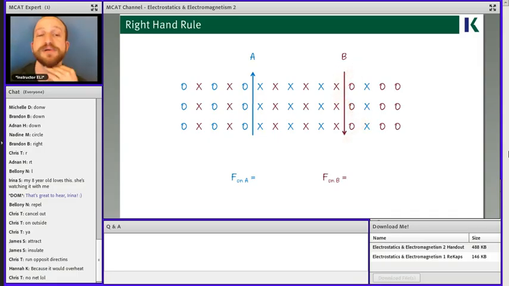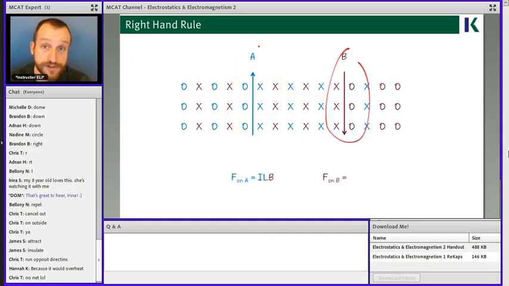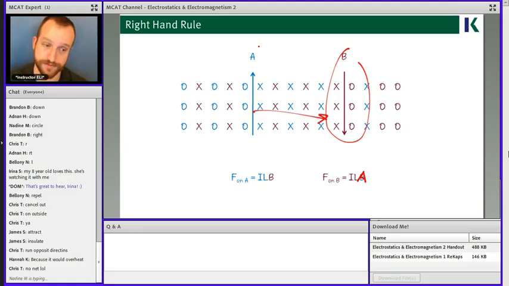Cool. Now just to be clear, the force on A, this wire, because it's a moving wire, comes from B. The force on B, because it's now a moving charge and it's in A's field, comes from A. This should have an A on it. I don't know why it says B. Because A is the field that's influencing B's charges.